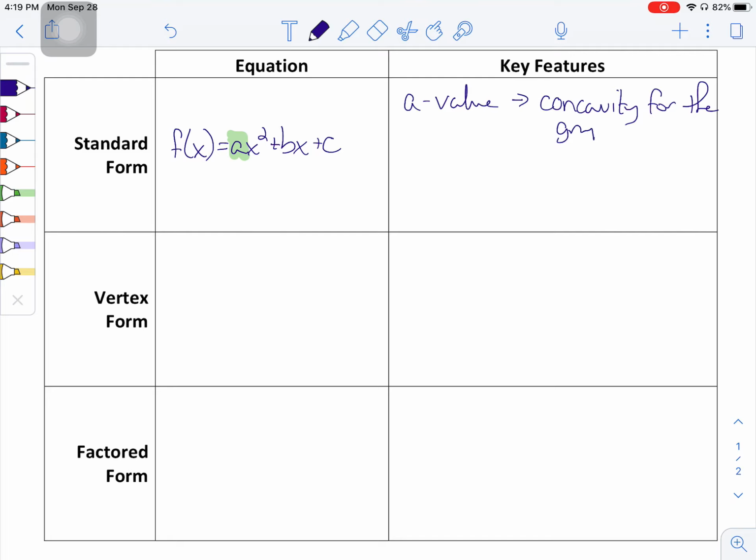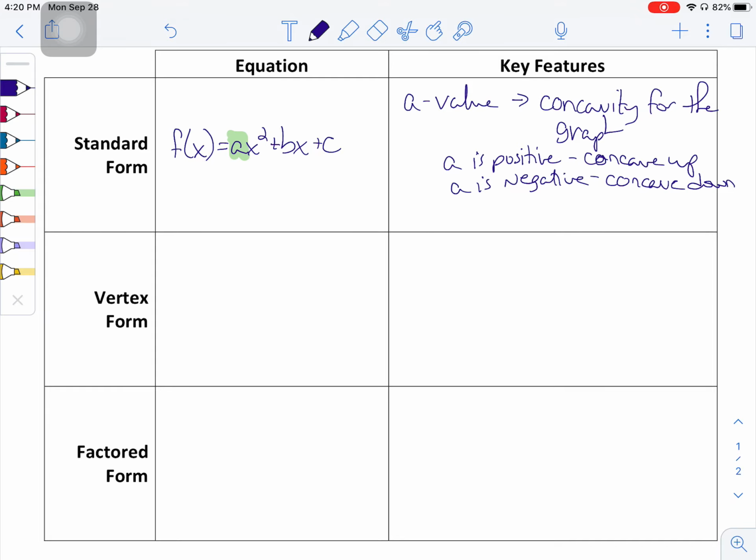If a is positive, the graph is concave up. If a is negative, the graph is concave down. And that's the a value information, okay?